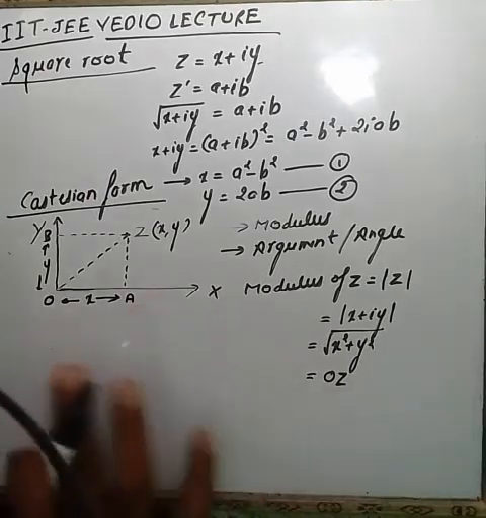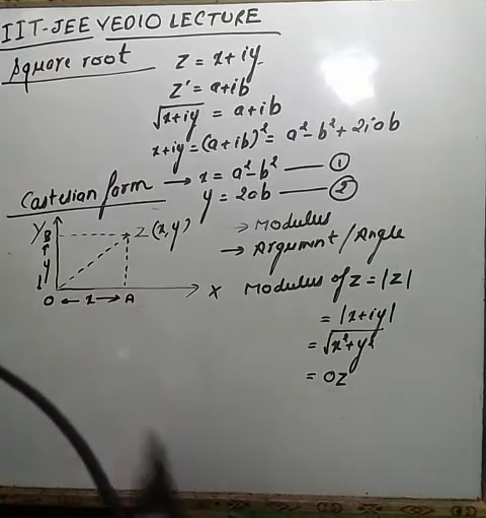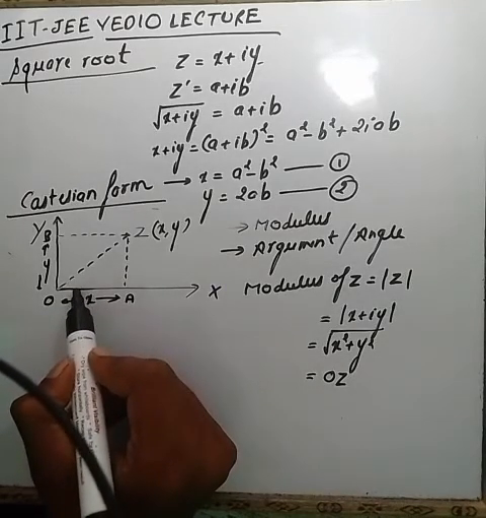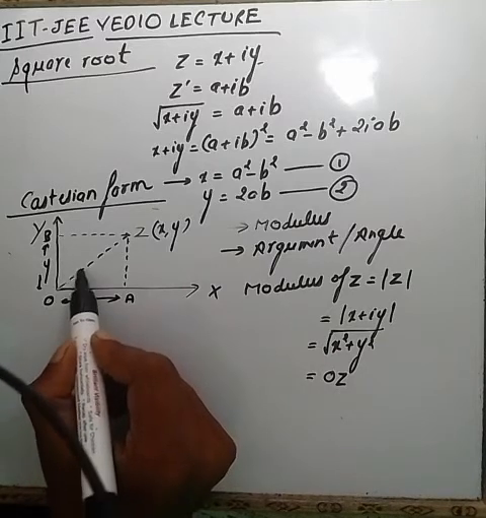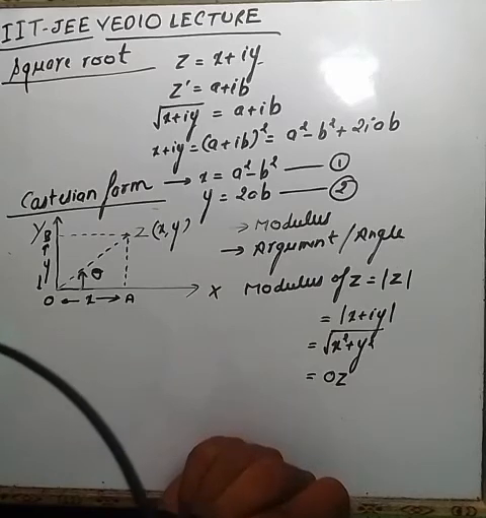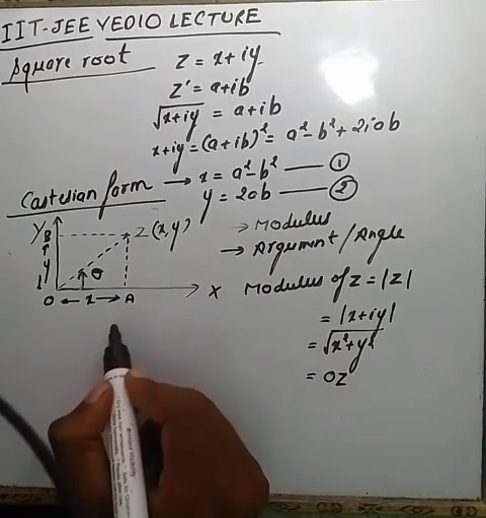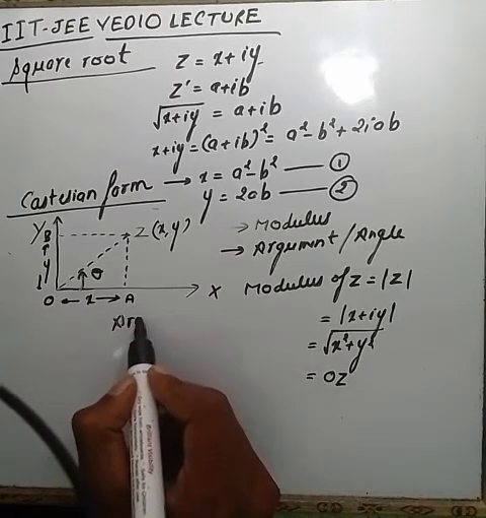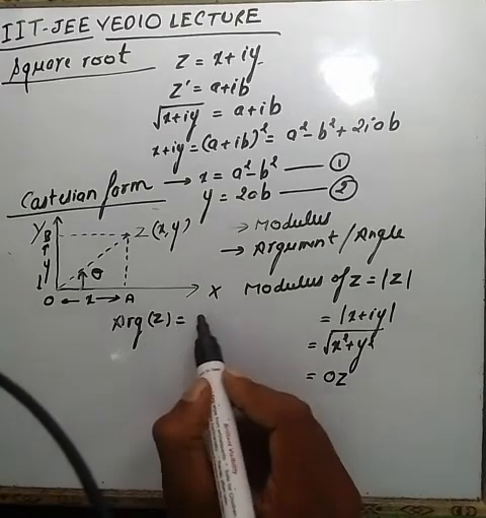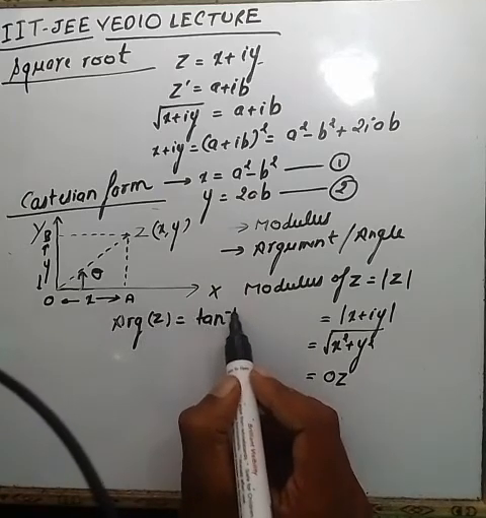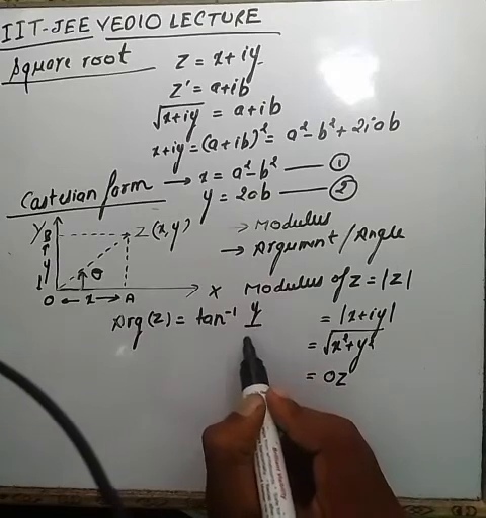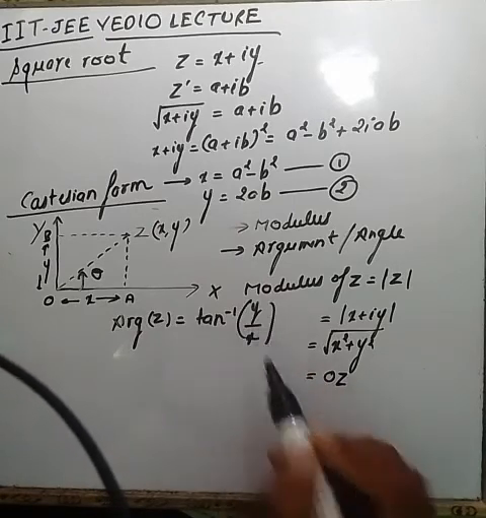Now what will be the argument or angle? So the angle we will measure from the positive x-axis, on the anticlockwise side. So arg of z equals tan inverse of y upon x. Okay.